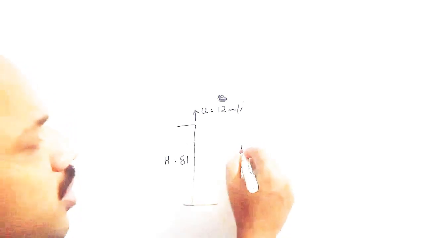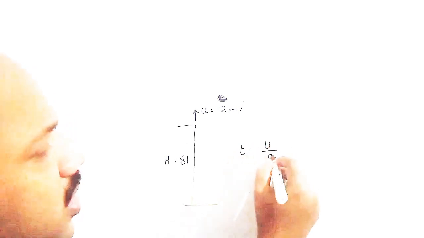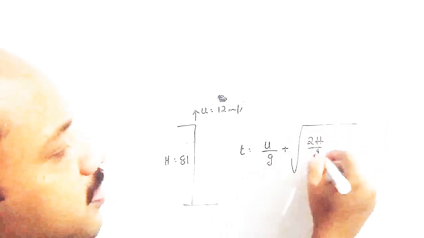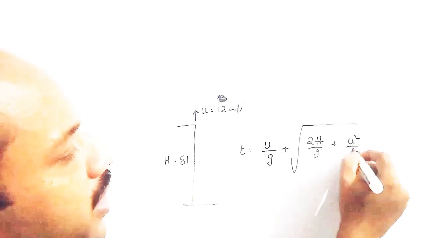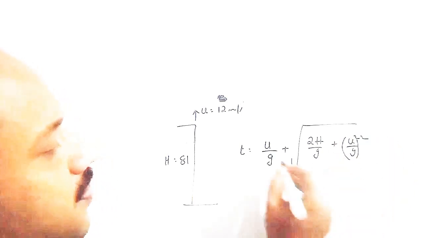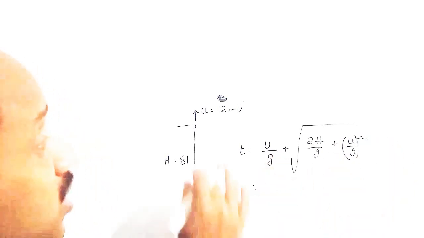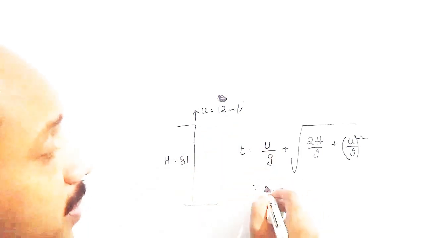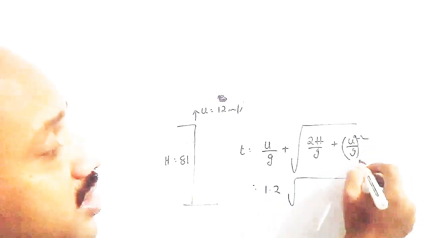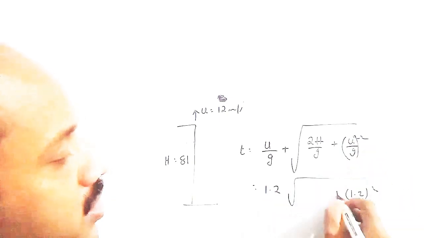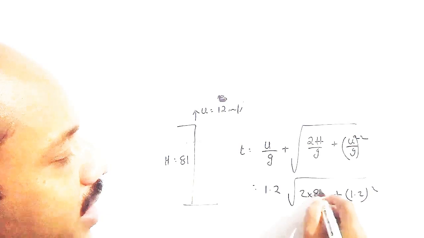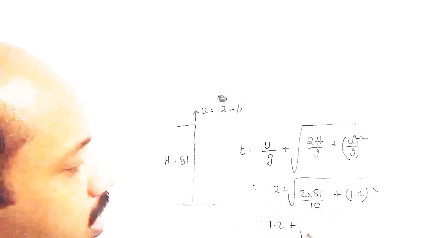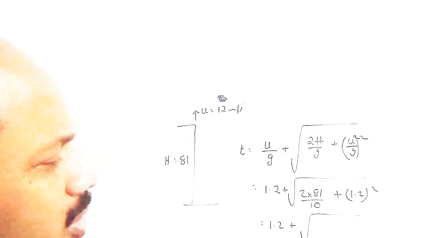In this case, do you remember a shortcut equation? The time taken is U by G plus root of 2H by G plus U square by G square, that is, U by G whole square. How much is U by G? U is 12. 12 divided by 10 is 1.2. This is also 1.2 square, plus 2 into h, that is 2 into 81 divided by 10.